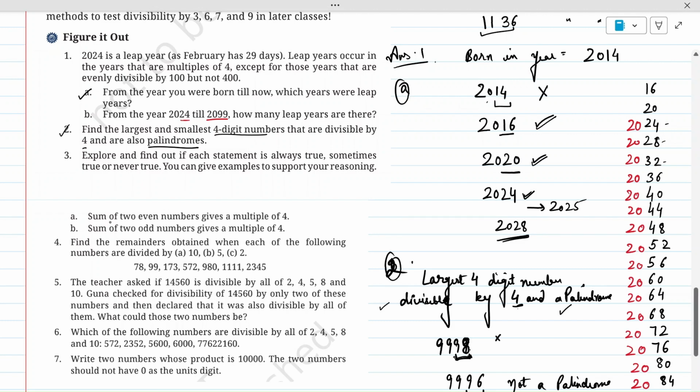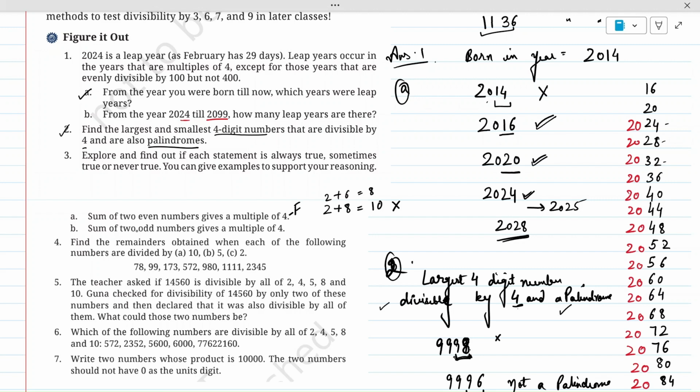Explore. Sum of two even numbers gives us a multiple of 4. So kids, this is not always true, because if I take 2 as one even number and 8 as another even number, it will give me 10, and 10 is not a multiple of 4. So this is a false statement. This is not always true. If I take 2 plus 6, it will give me 8, which is true, but it is not always true, so we will mark this as false.